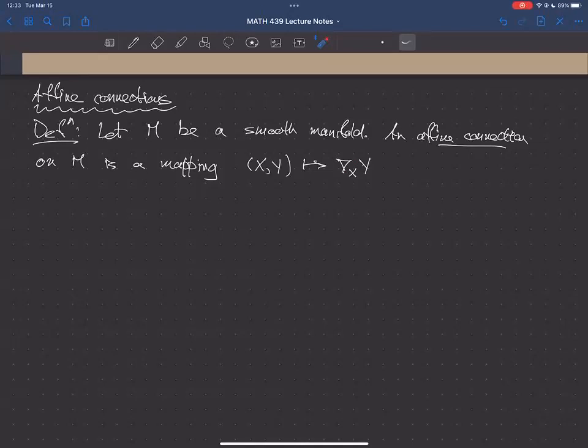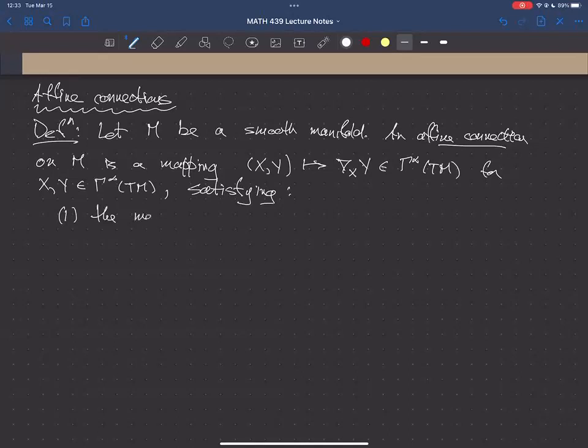Okay, so that's what an affine connection is, and what it returns for you is a vector field. Okay, so a smooth vector field, and its arguments are vector fields. And it has to satisfy some conditions, of course, and those conditions are the following. First of all, the mapping is bilinear.